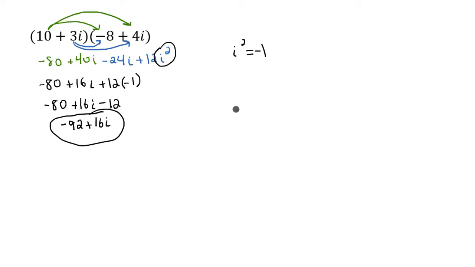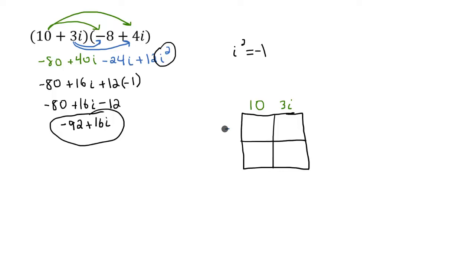Now you could also do this using a box method. I'm going to set up a box here. And what you do is put one expression on top. So that's going to be 10 and then 3i. And then you put the other expression, which is going to be negative 8 and then plus 4i, on this side here. And you just multiply everything together again. It's going to be a negative 80 because you take negative 8, multiply it by 10.